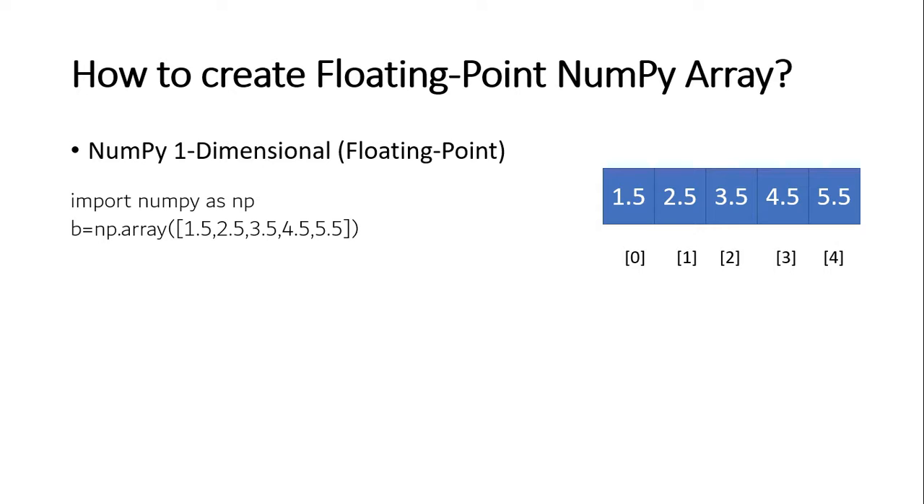Next, how to create a floating point numpy array? Just as we created an integer type array, the same way you have to do it. The only difference is, instead of integer values, you are representing floating point values. First, you have to import numpy with its alias name. Then, by using that alias name and the array function, enclose the floating point elements and assign them to a variable b.